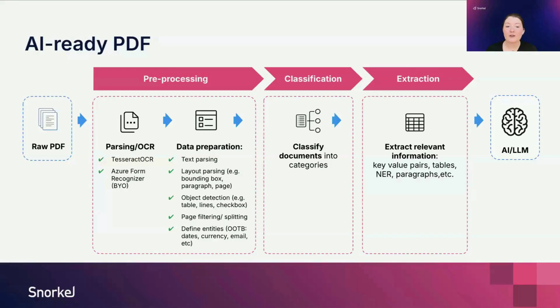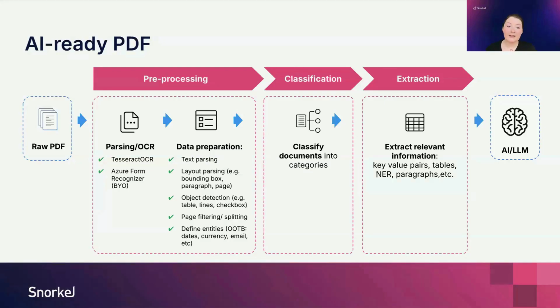So once you've extracted all of that rich information, the next step is structuring. You can classify your PDFs into categories like loan documents or service agreements. And you can also do extraction of relevant information like key value pairs, tables, paragraphs, or other specific entities that you define.